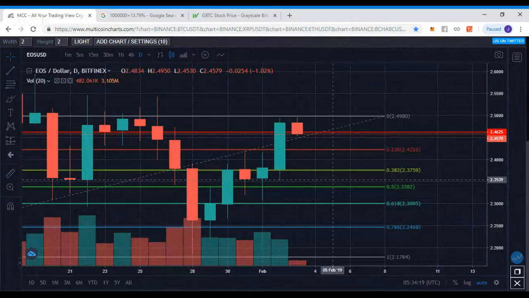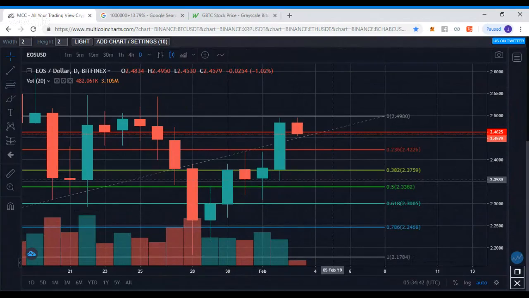$2.42. Normal levels of retracement are usually 38 and 61. 38% is $2.37. Your 61% is $2.30. Now, if you're looking for a short retracement between 23 and 50, then your low would be $2.33 and your high would be $2.42. Remember, once again, right now we're presently trading at $2.45.